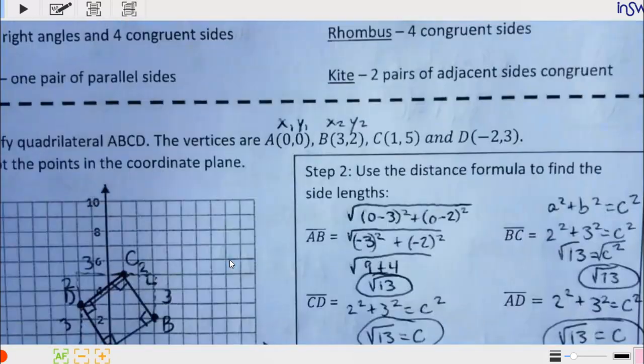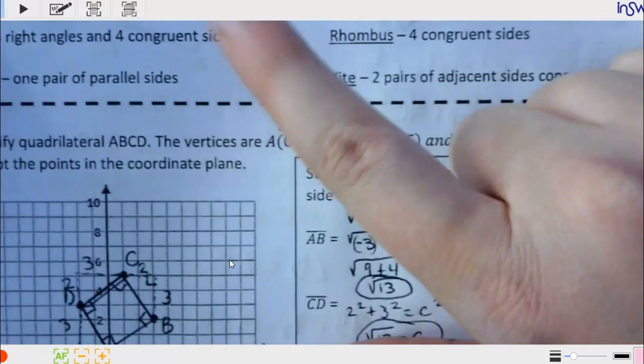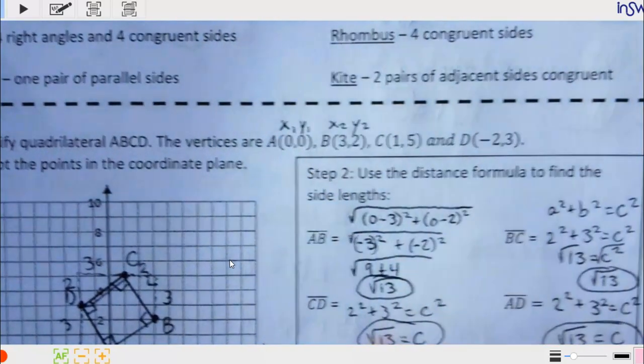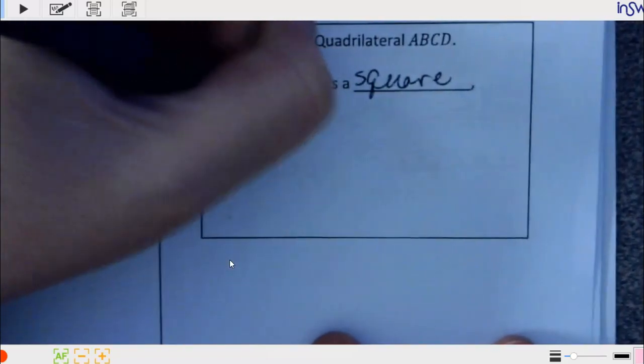How do we know that? Well, we look up here. Have we proven these things, that there are 4 right angles and 4 congruent sides? Yes, we have in our steps 2 and 3. So we can just write that, 4 right angles.